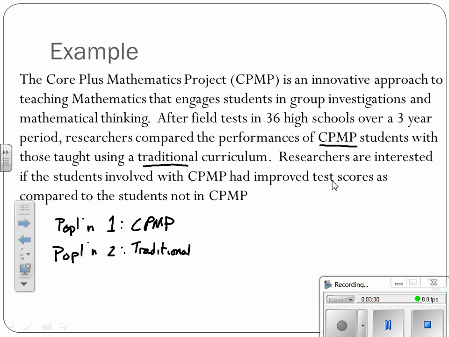And then we've got H0. We're going to compare two means. And then HA, again, comparing two means. And this time, researchers are interested if there was improvement with CPMP. So in other words, will population 1 be greater than population 2 in this case? And the null here can just be that there is no difference between the two curriculums.